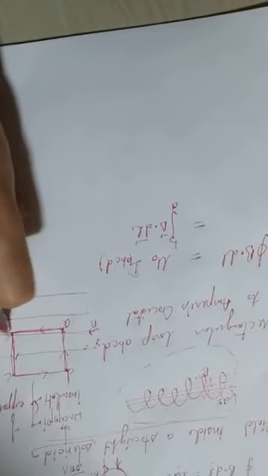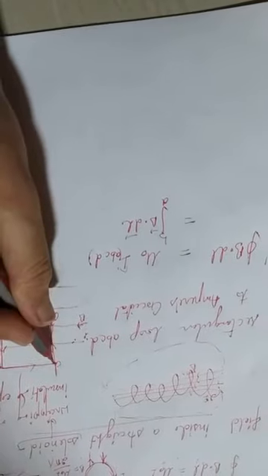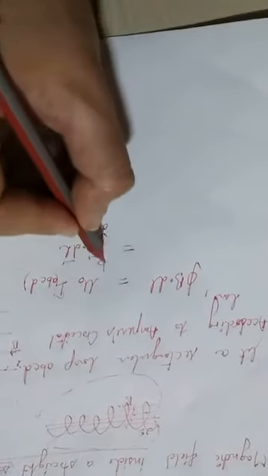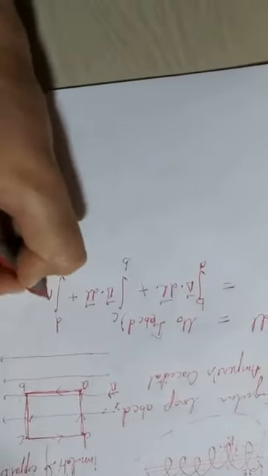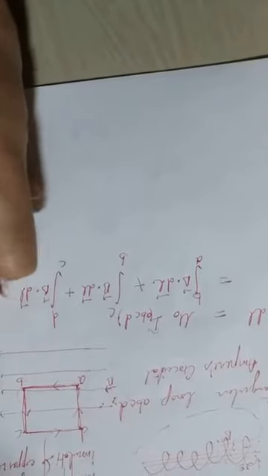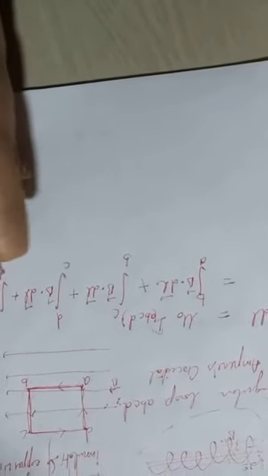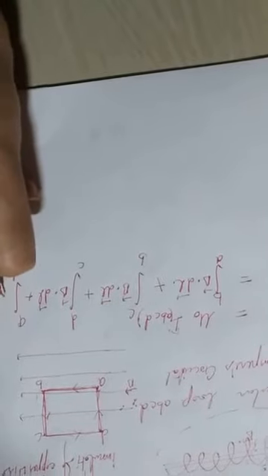This one is a vector. From here to there we will find the magnetic field, then from here to there, and from here to there. Now first we are taking A to B, plus next B to C, B dot dl, plus next C to D, B dot dl, plus next D to A, B dot dl.